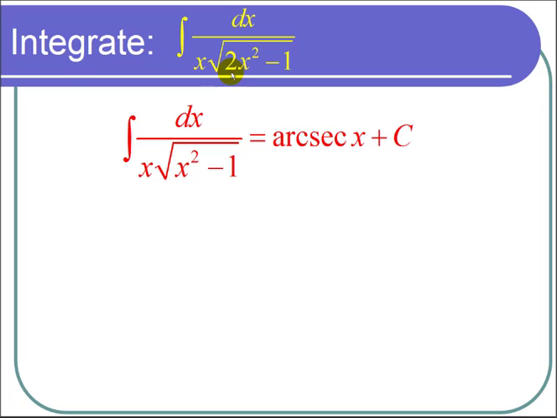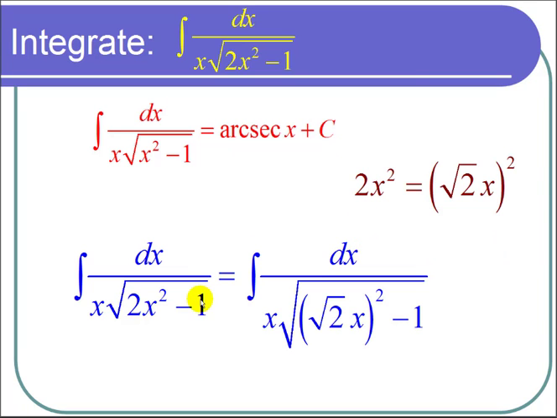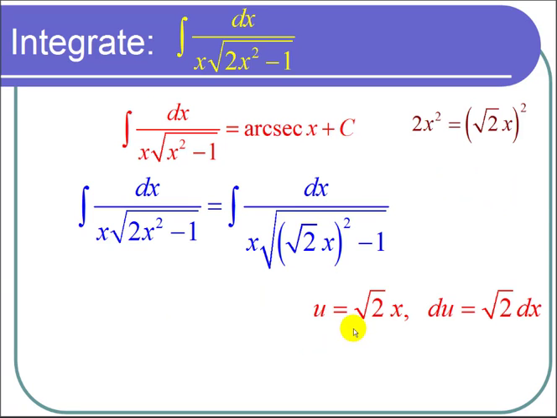2 is not a perfect square, but what we can do is write 2x squared as the square root of 2 times x quantity squared. And we do that and rewrite our integral with the square root of 2 times x quantity squared inside the root. That will indicate what our u is. We let u equal root 2x. And then, of course, the derivative is just the square root of 2.